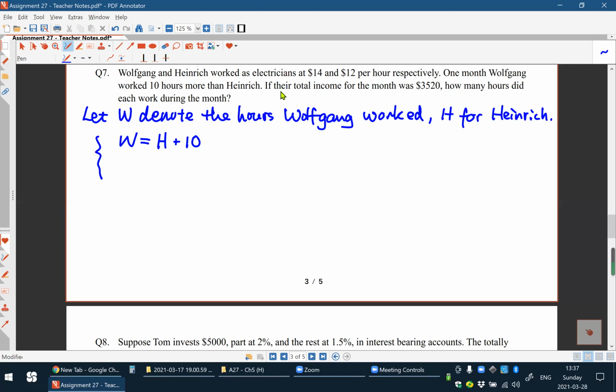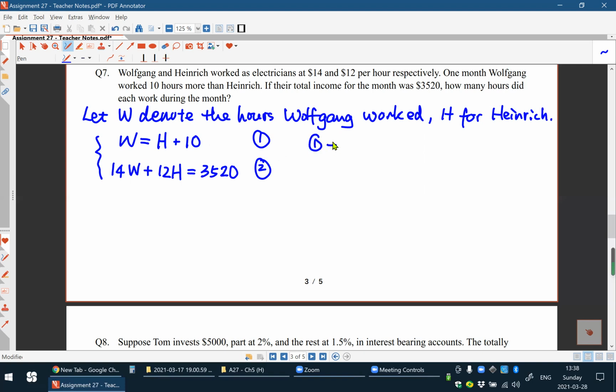Second, we know that their total income for this month was 3520. So that means the rate of Wolfgang times the total hours he worked, plus the rate for Heinrich, which is H times 12. This is the total income of Heinrich. The total income is 3520, right? Now we have 2 variables, 2 equations. We should be able to find the values of the 2 variables.